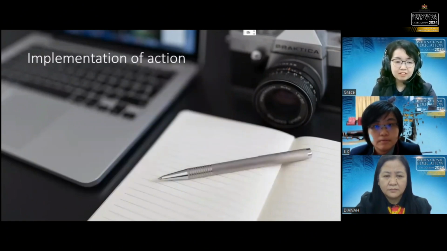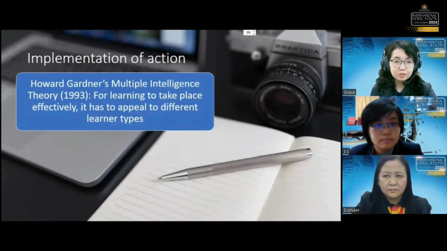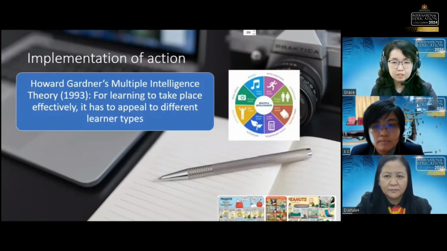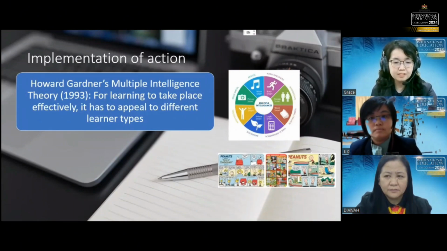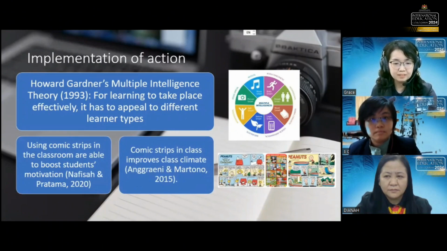According to Howard Gardner's multiple intelligence theory, in order for learning to take place effectively, it has to appeal to different learner types. When wordy worksheets are solely used for learning, many students will lose out due to the lack of motivation and also inability to process complex information. Research has shown that using comic strips in the classroom is able to boost students' motivation and class climate.